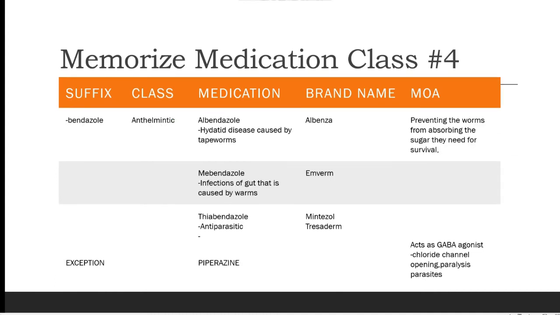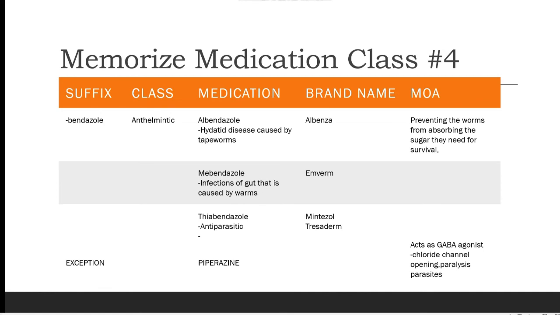The last class is the one that I was talking about, bendazole, and make sure you pay attention to this class of medication. They are not antifungals, they are anti-helminthic medications. The examples are albendazole, mebendazole, and thiabendazole. The brand names for albendazole is Albenza, for mebendazole is Emverm, and for thiabendazole is Mintezol. These medications work by preventing the worms from absorbing the sugar they need for survival from their host.